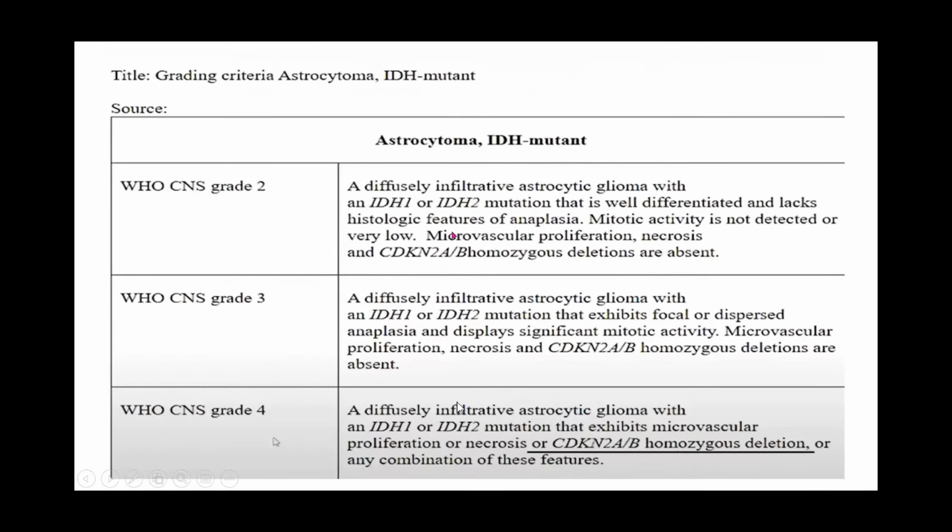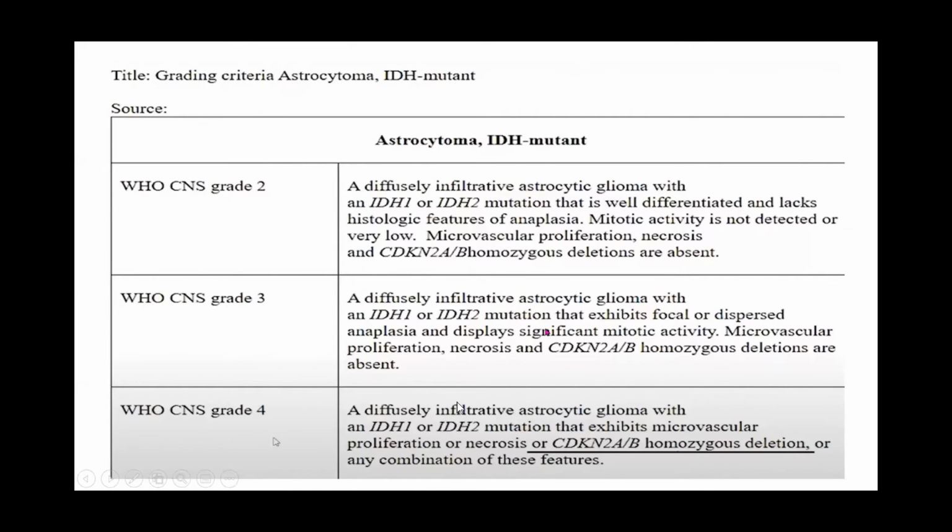So, in the grading criteria for astrocytomas, not much has changed histologically. A WHO grade 2 tumor still is well differentiated, does not show any mitosis, does not show microvascular proliferation and necrosis, but it has IDH1 and IDH2 mutation. A WHO grade 3 tumor, like in the earlier classification, shows significant mitotic activity, does not show microvascular proliferation and necrosis, and in addition does not show CDKN2A/2B homozygous deletions.